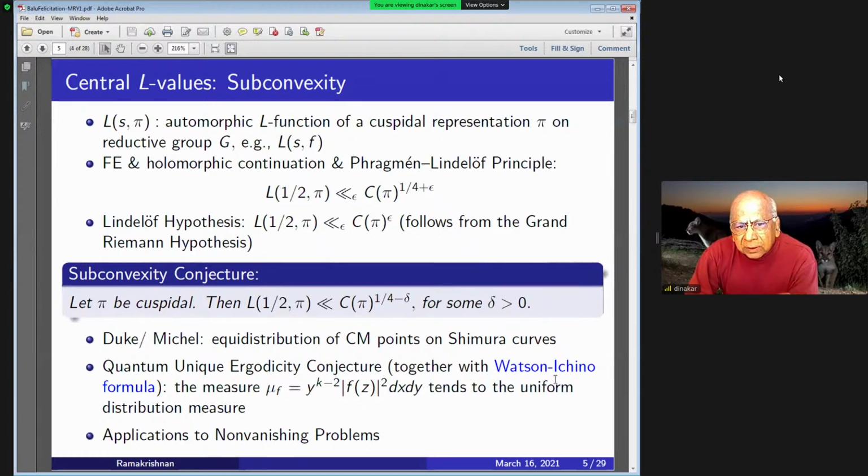So for example, if you take the unitary group, then after going to an imaginary quadratic field that is related to the unitary group, then you get GL_n, so you can define the L functions. So I will not get involved in that. It's not difficult, but anyway, and then you assume the functional equation and holomorphic continuation, and that together with the Phragmén-Lindelöf principle says that you have a bound, which is the convexity bound. L(1/2, pi) is bounded by C(pi)^(1/4+epsilon).